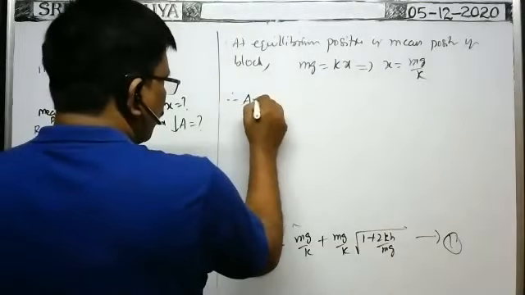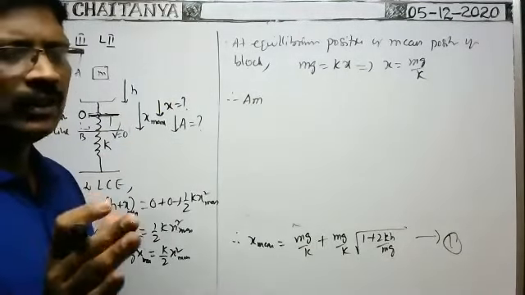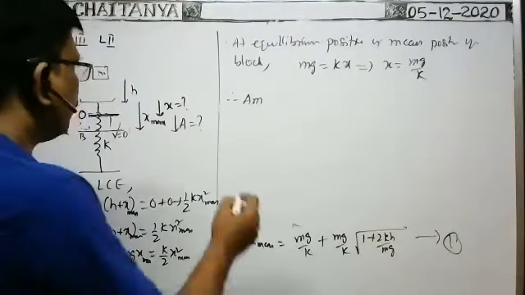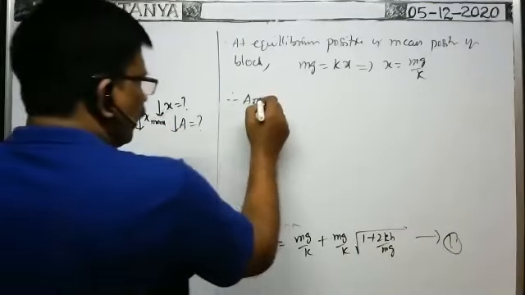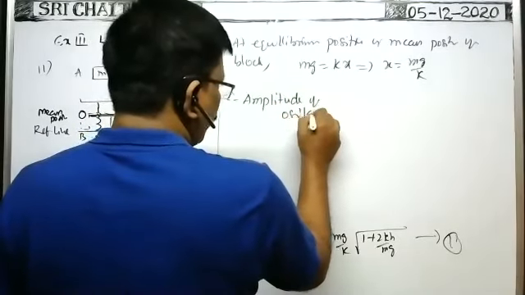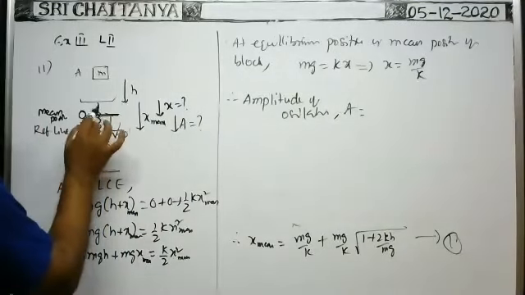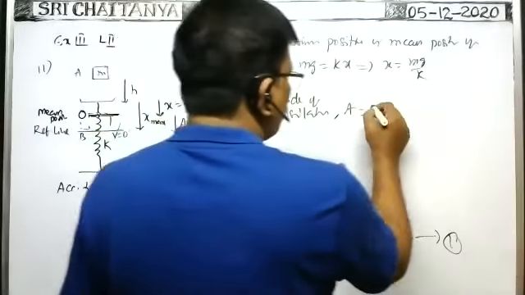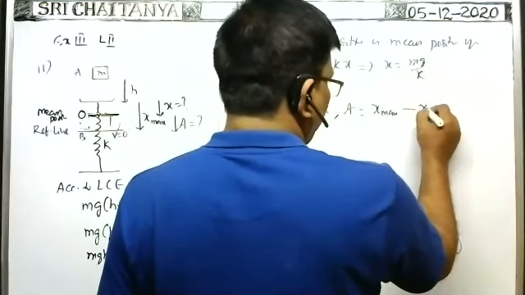Therefore, amplitude of oscillation means, from the equilibrium position or the mean position, whatever compression or extension takes place in the spring, that is the amplitude. From the equilibrium position, the maximum compression is this only. So this is the amplitude A. As it is the equilibrium position or mean position, the block executes oscillations about this mean position like this. That's why amplitude is equal to the maximum compression of the spring minus the equilibrium compression x.